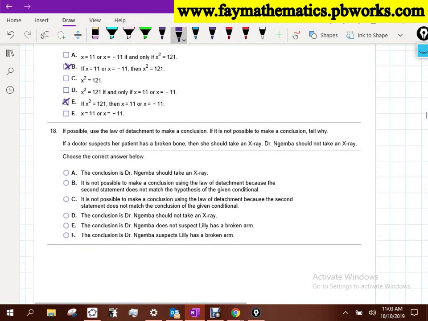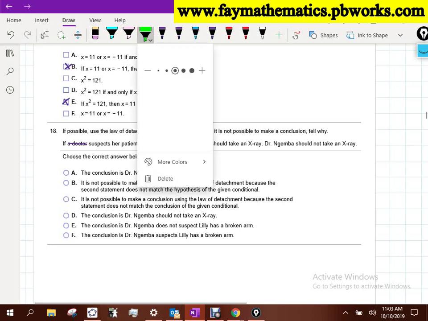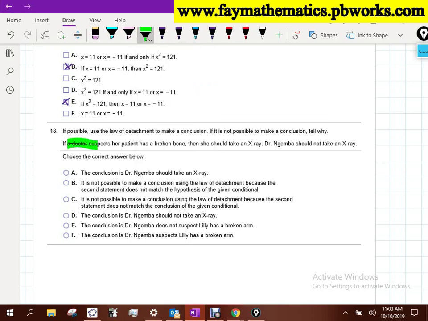This one here, remember if it's the law of detachment, we're looking for this first statement here. A doctor suspects her patient to have a broken arm, and then we look at this, and they have to match. This is our second statement. They have to match. The if part and this second statement have to match.